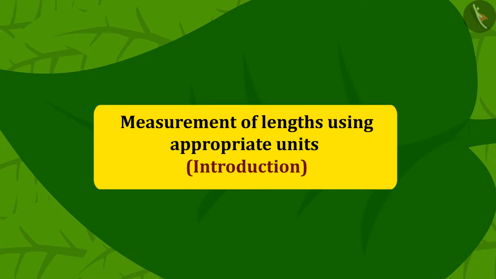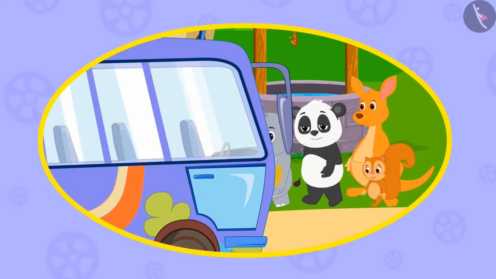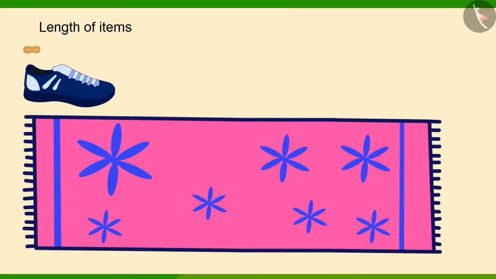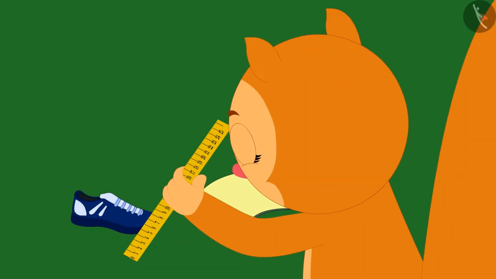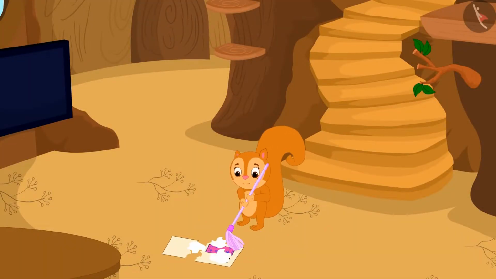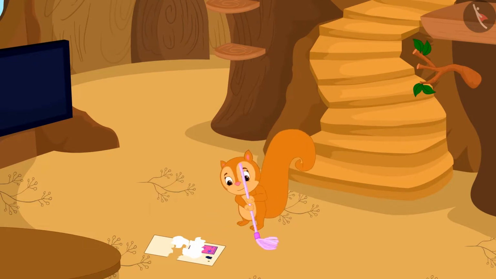Kids, in this video, we will learn about use of appropriate unit to measure the length or distance between objects. When Chanda went on a trip with the villagers, she wrote the length of some items on a paper. Today, while Chanda was cleaning her house, the paper was accidentally torn.